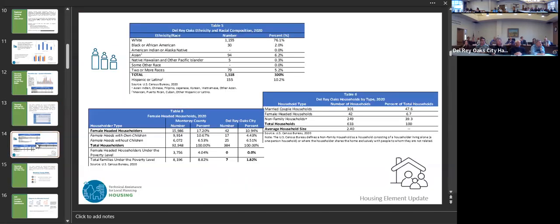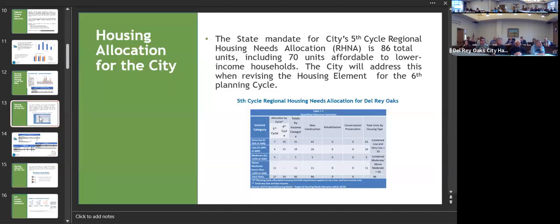So the state's mandate for housing allocation basically means, how many numbers did we get? If you want to look at a comparison, in the 5th cycle, we had 27 total RHNA numbers. That would be 11 and 5 of moderate and above moderate, and then the rest associated with low and very low.